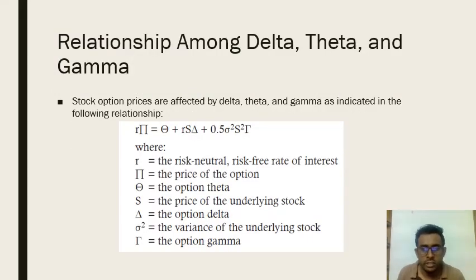Coming to the relationship between gamma, theta and delta. It is given by the risk-free rate into the price of the option, which is equal to theta, that is the change in time, the time decay, plus delta, which is our first differential, the change in option price by change in stock, delta into stock price into risk-free rate, plus 0.5 into sigma square, which is the standard deviation square, into stock price square into gamma. So this is the relationship between all these things.